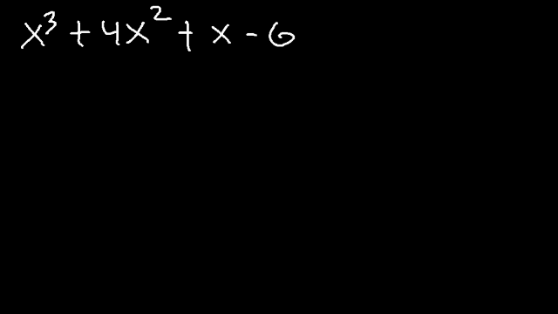Let's try another example. Go ahead and factor the expression x cubed plus 4x squared plus x minus 6. So feel free to pause the video. Go ahead and work on this example. Let's find the possible factors of 6. Possible factors of 6 are 1, 2, 3, and 6. So let's start with 1. Let's see if we plug in 1 if that's going to give us 0.